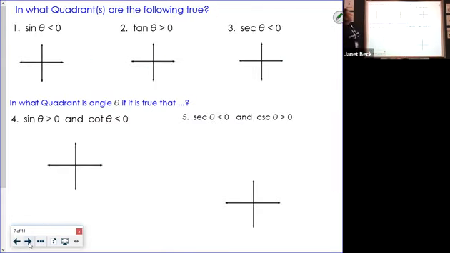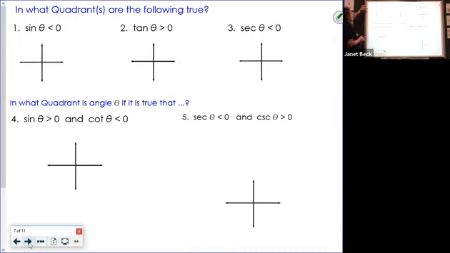This is what the questions could look like. In what quadrants are the following true? Now, what you're going to find is all trig functions are positive in quadrant 1 and in one other quadrant. So all trig functions are positive in two quadrants and negative in the other two. Positive in 2, negative in 2.